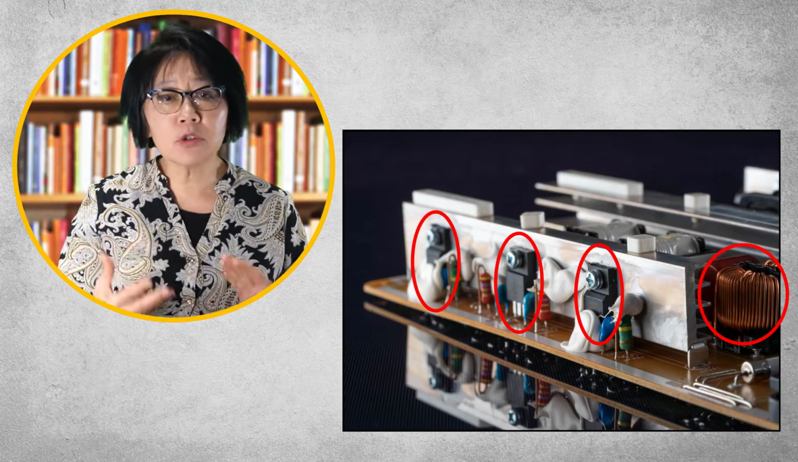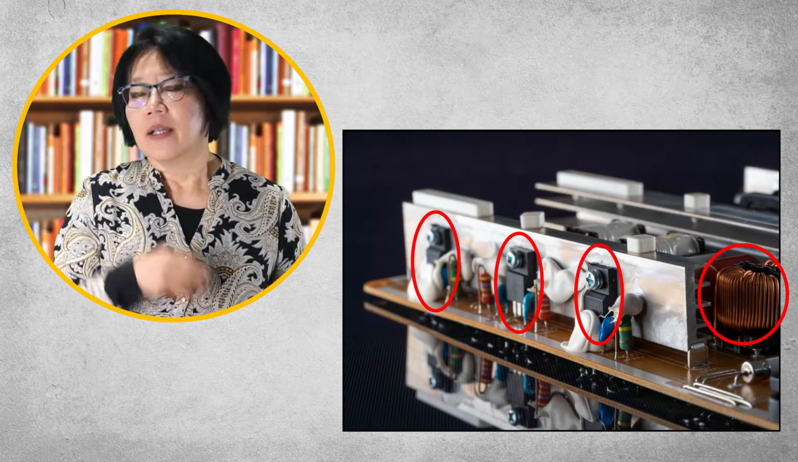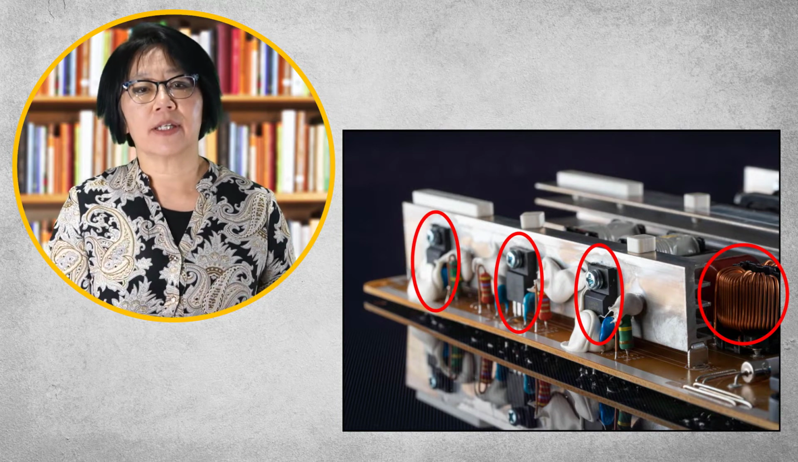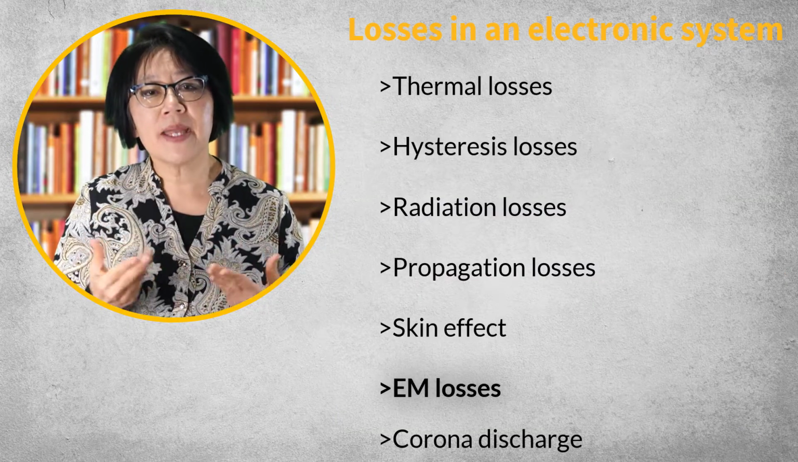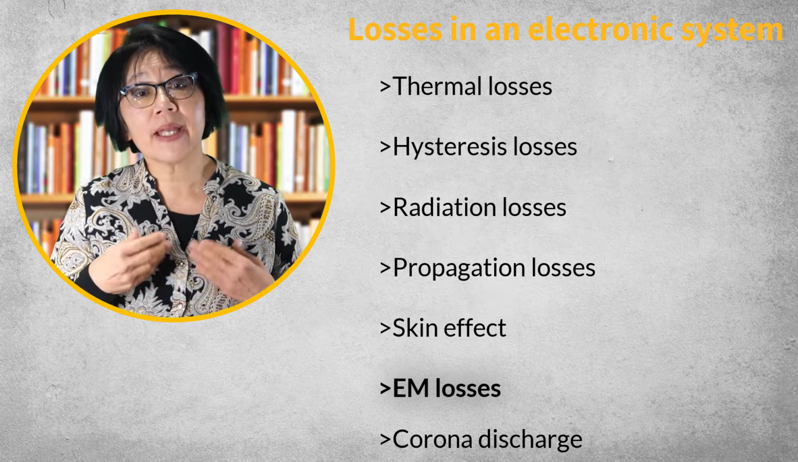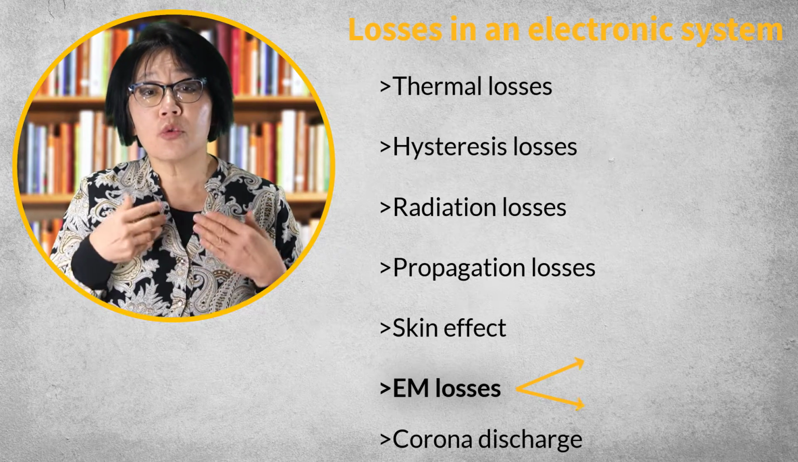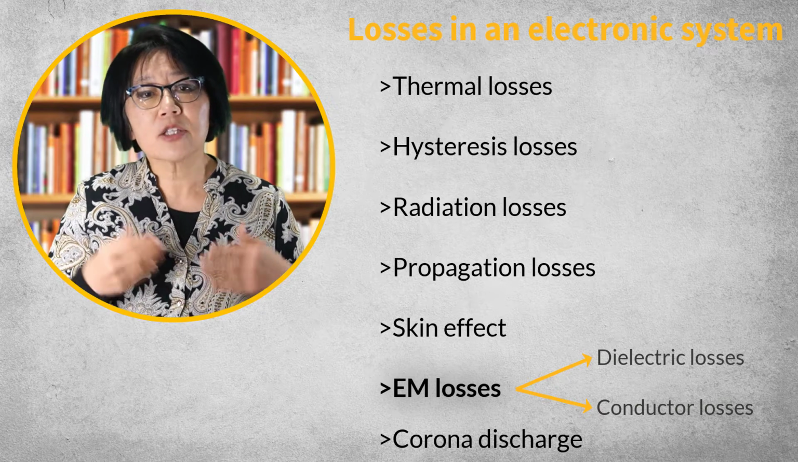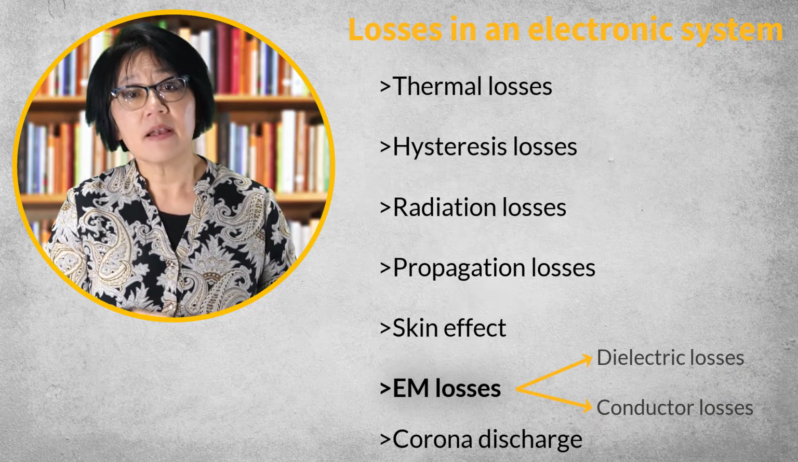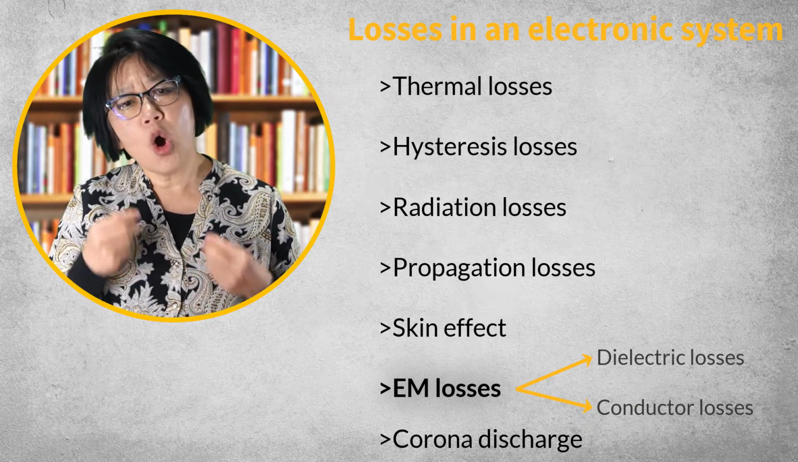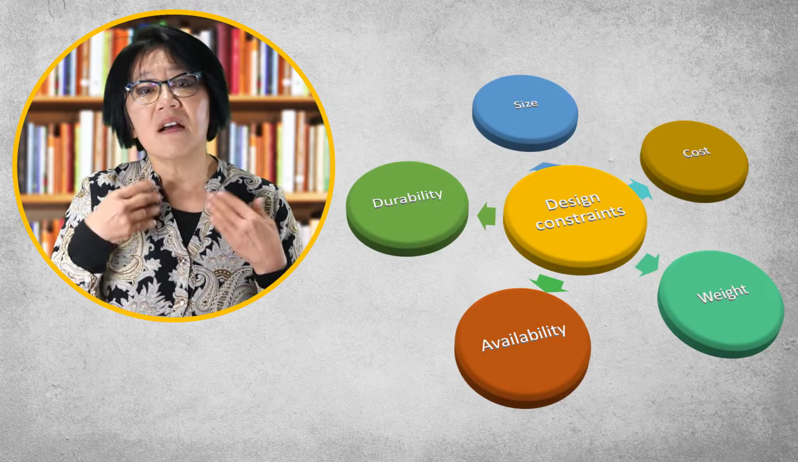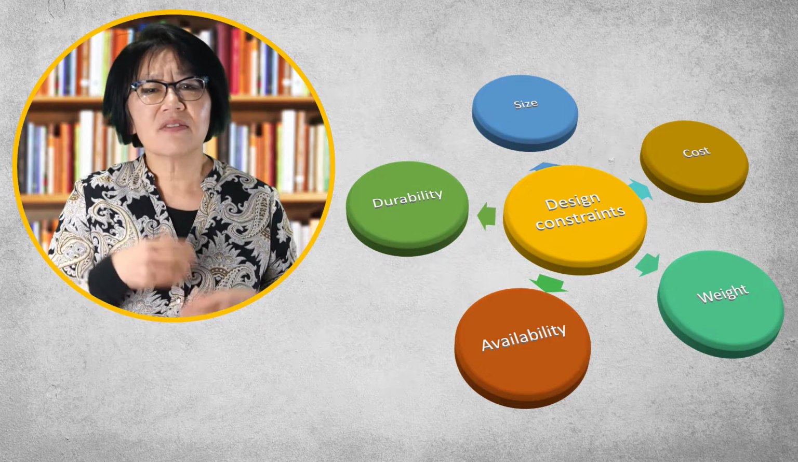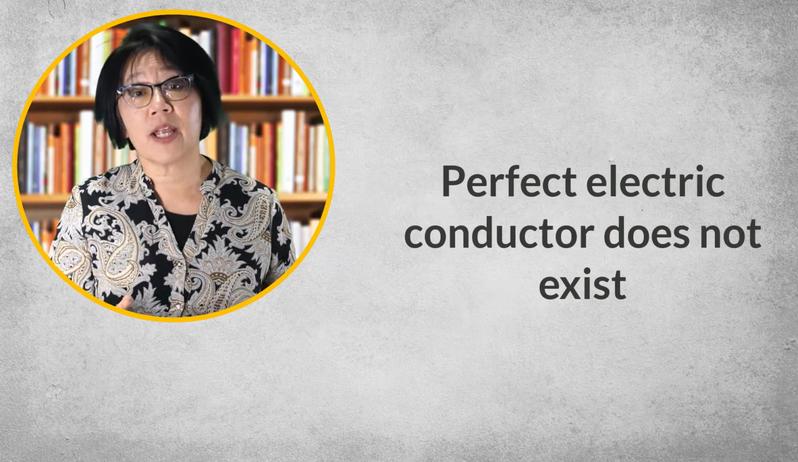And there can be multiple sources for heat in every electronic circuit. And the electromagnetic losses are just one of the many sources. And these electromagnetic losses can be due to the lossy dielectrics, as well as the finite conductivities of the conductors. And you cannot always choose a dielectric that has minimal losses because of the design constraints. And no conductor really has perfect conductivity.